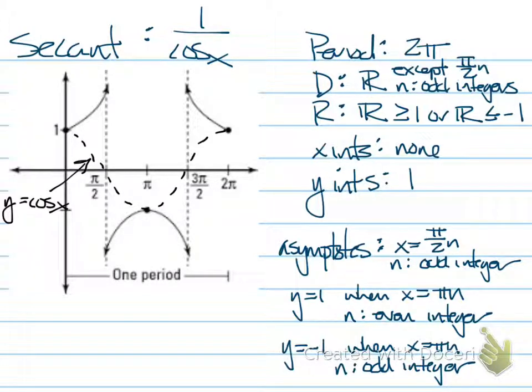The asymptotes exist at x equals pi over 2 times n, where n is an odd integer, and y equals 1 when x equals pi times n, where n is an even integer, and y equals negative 1 when x equals pi times n, where n is an odd integer.